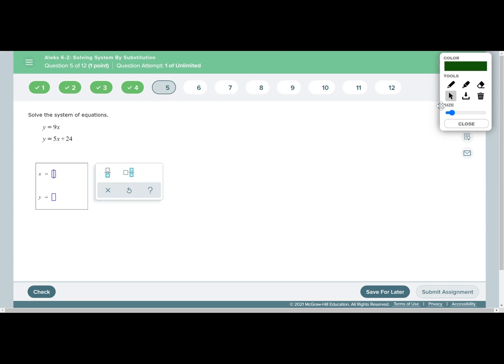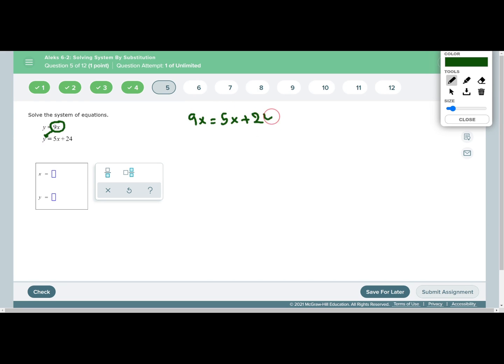Number 5, solve the system of equations. So same idea, nothing changed. Y equal to 9x, you can put 9x in place of y, or 5x plus 24, bring it up. Either way, it still gives you the same answer. So 9x equal to 5x plus 24, and we're going to solve for x. We're going to bring one of them over to the other side.